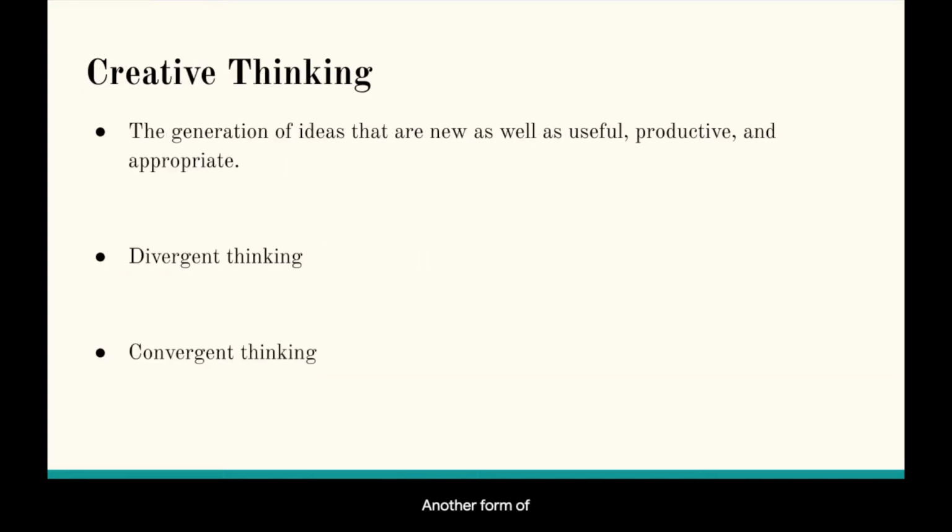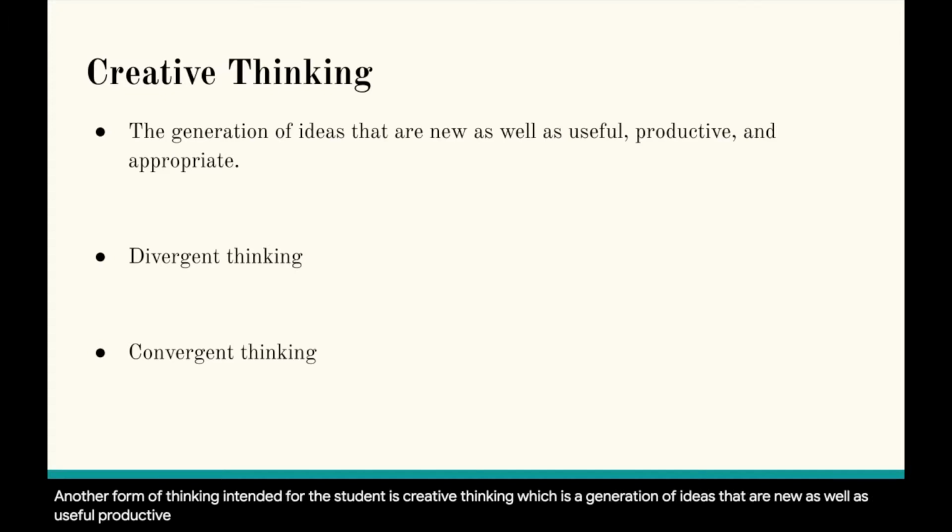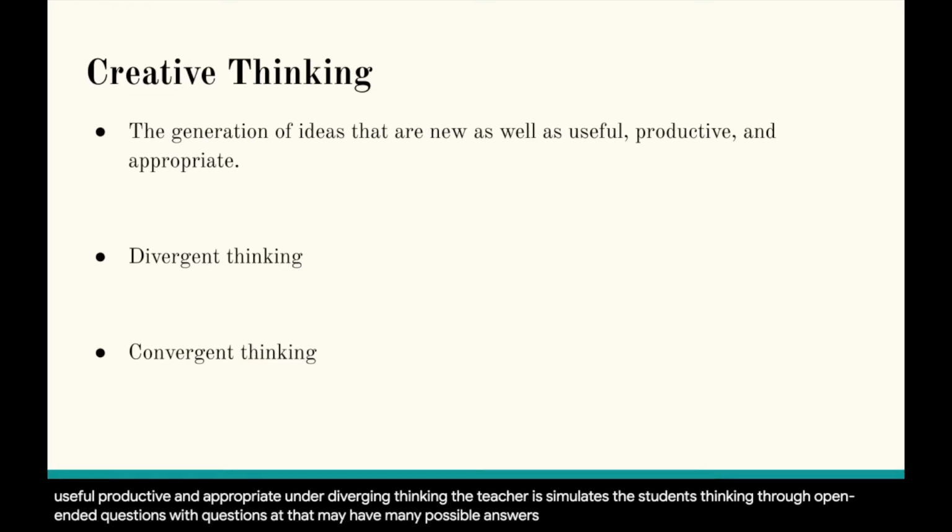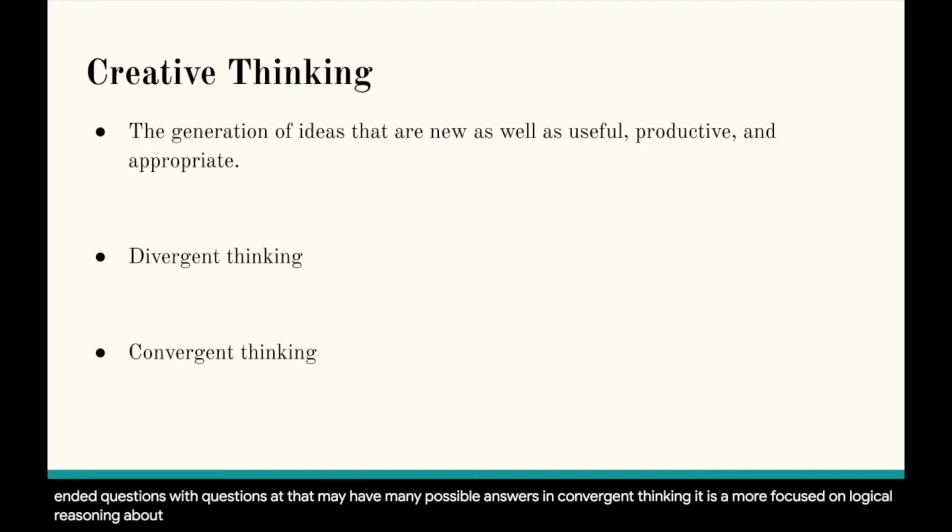Another form of thinking intended for the student is creative thinking, which is the generation of ideas that are new as well as useful, productive, and appropriate. Under divergent thinking, the teacher stimulates the students' thinking through open-ended questions that may have many possible answers. Convergent thinking is more focused on logical reasoning about ideas and experiences that lead to specific answers. Divergent and convergent thinking work together as students work on their creative thinking.